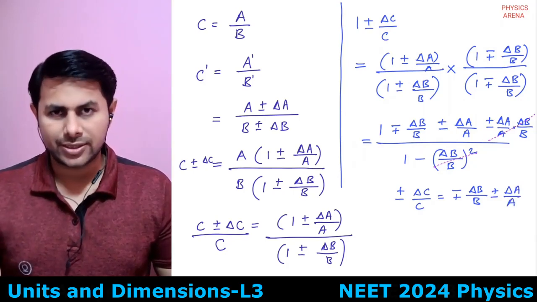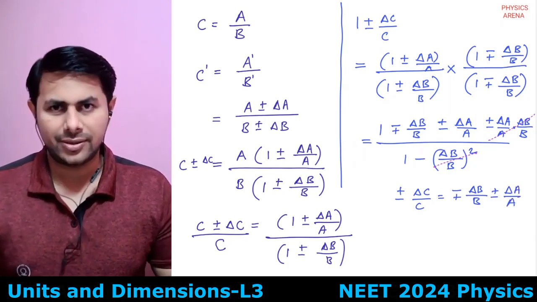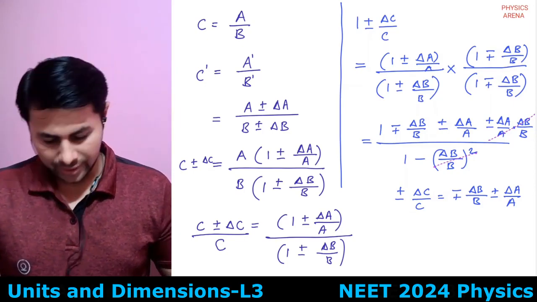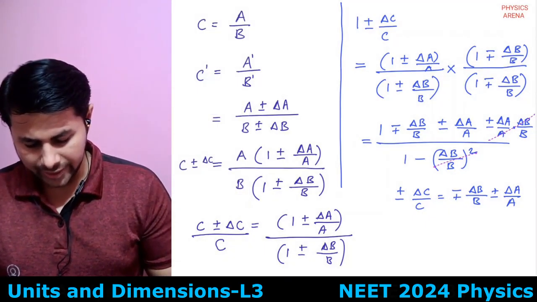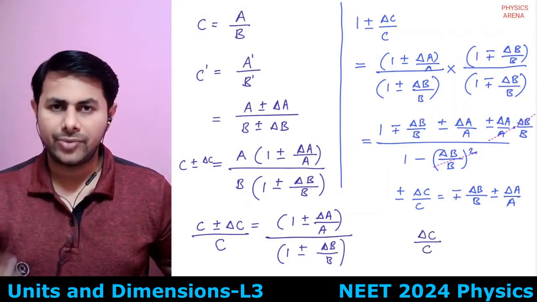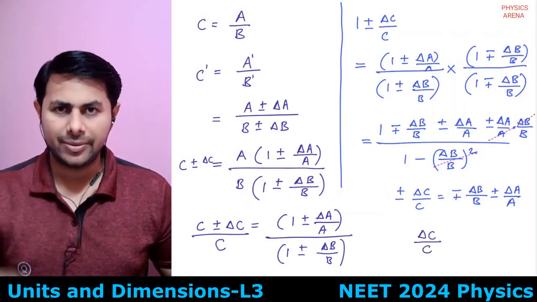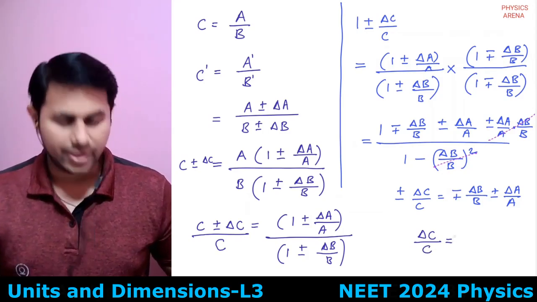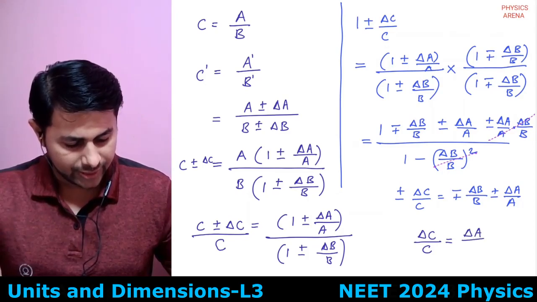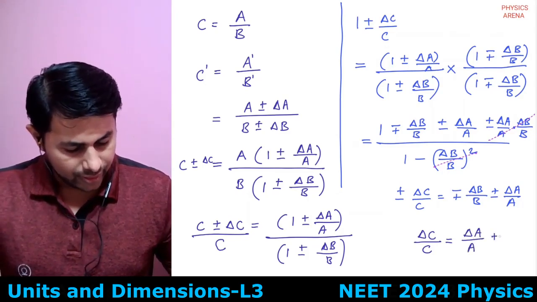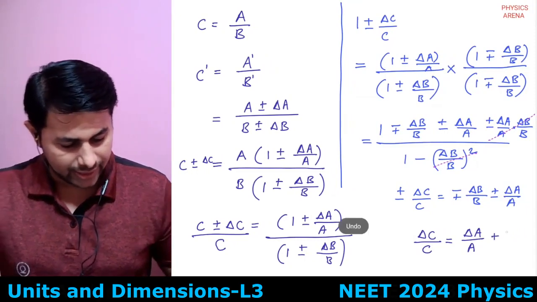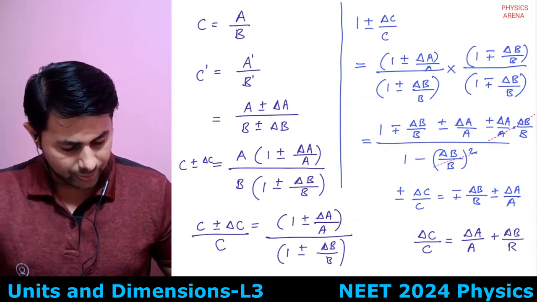Out of those 4 cases, we'll take the maximum case, because we are interested in finding out the maximum possible error. And that's why, what do I get? I get the error in the resultant of division of 2 quantities A and B. The relative error in the resultant is equal to the sum of the relative errors in the 2 quantities. So delta A upon A plus delta B upon B.